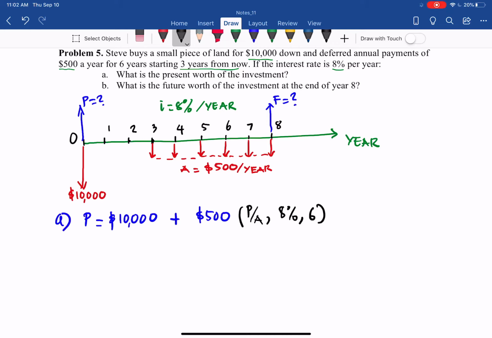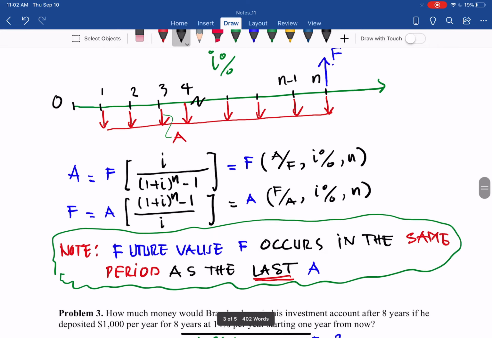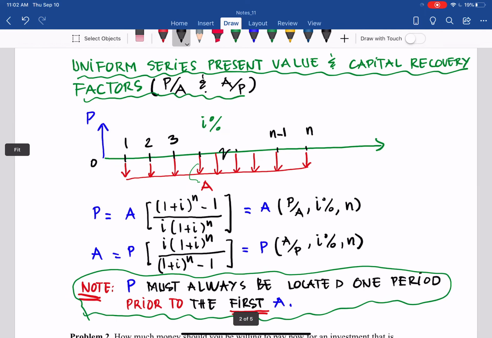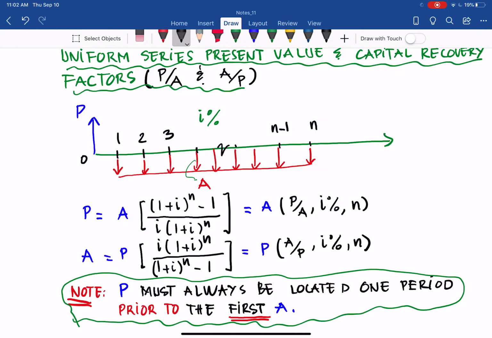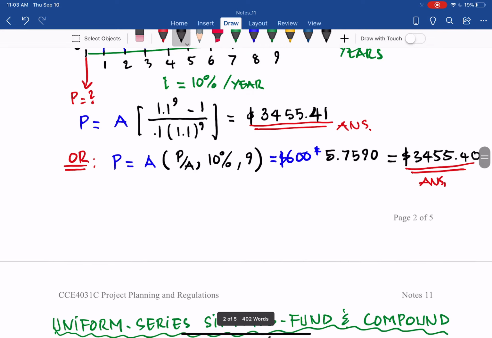Are we done with that? No. What's the difference if I pay at year 1 for 6 years, and this is deferred for 3 years, starting at year 3? So something is wrong. How can we fix that? Go back to the note. It is important here, the note for P and A. P must be, for the uniform series present value and capital recovery factor, P over A. The note here: P must always be located 1 period prior to the first A.